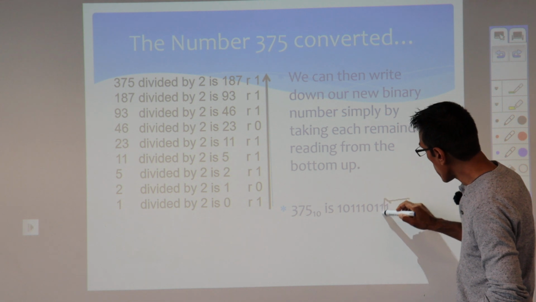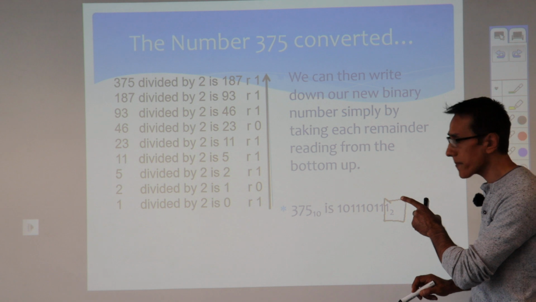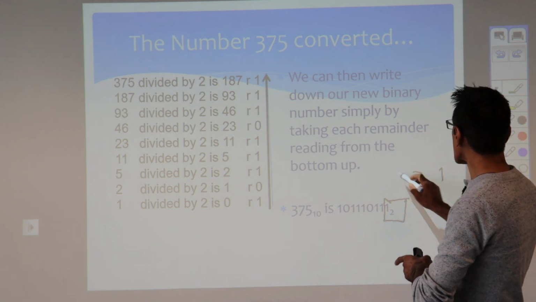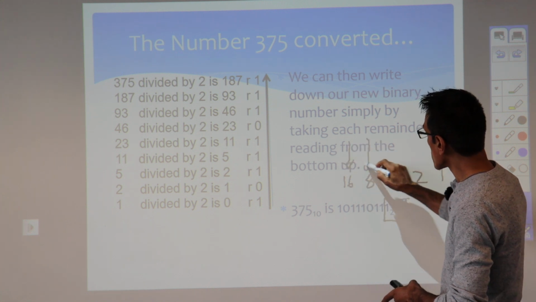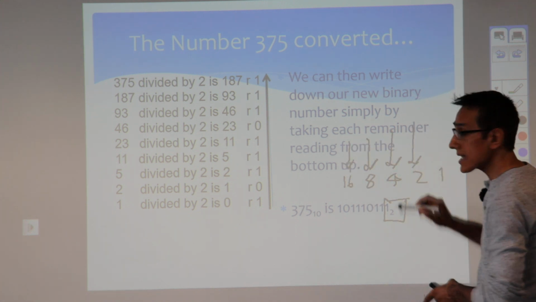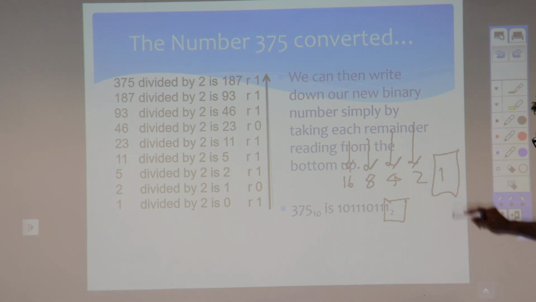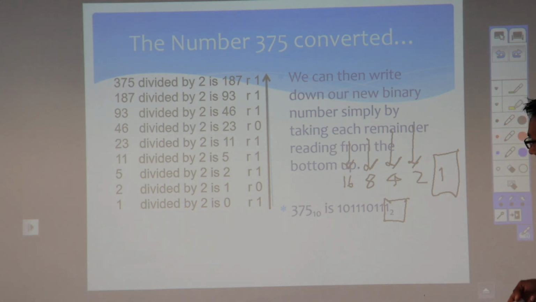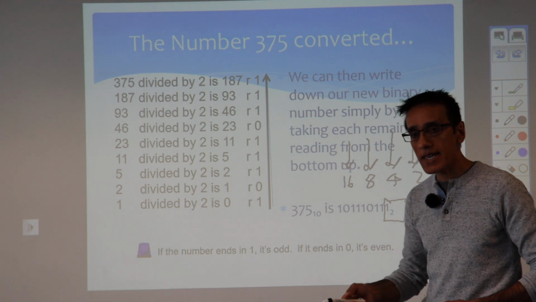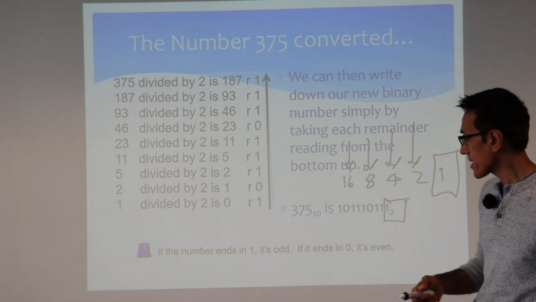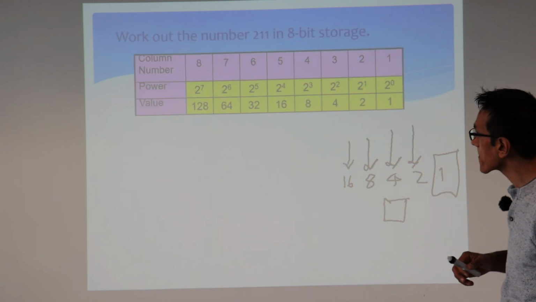Odd numbers will always have the rightmost bit set to 1. Why? Because every column has even numbers except for the last column, or the rightmost column. And that's one way of recognizing odd numbers in binary. If the number ends in 1, it's odd. If it ends in 0, it's even.